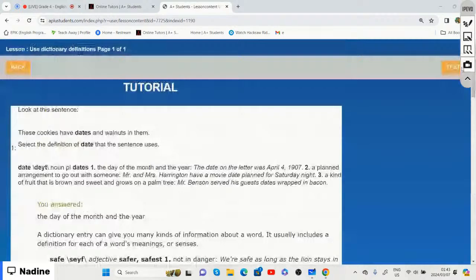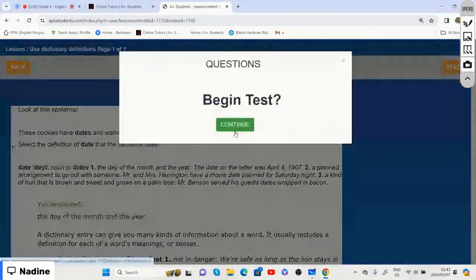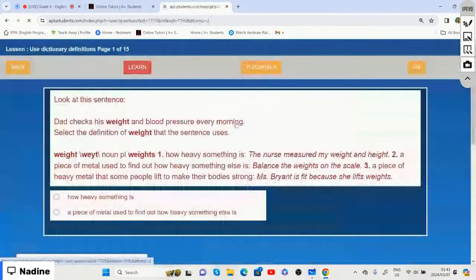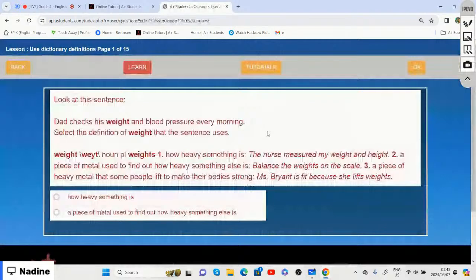So now let's go to our test. It says, Dad checks his weight and blood pressure every morning. We need to select the definition of weight that the sentence uses. Weight. And weight over here is a noun, and it is how heavy something is.